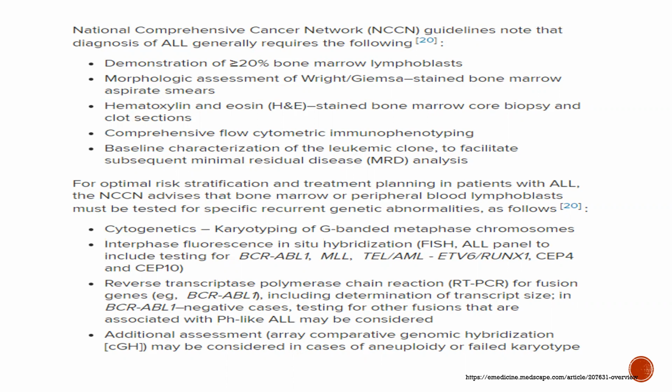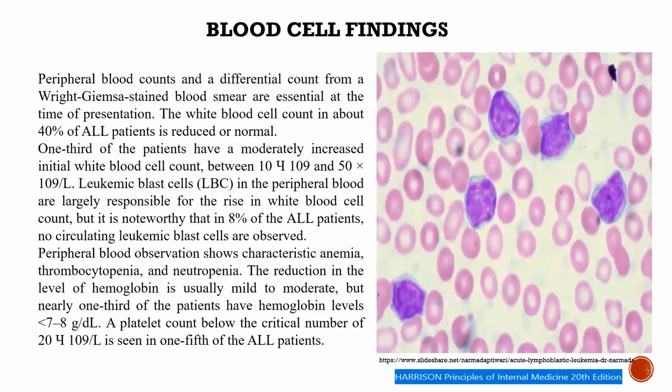For optimal risk stratification and treatment planning for patients with acute lymphoblastic leukemia, this guideline advises that the bone marrow and/or peripheral blood lymphoblasts must be tested for specific or recurrent genetic abnormalities as follows: in cytogenetics, karyotyping for G-banded metaphase chromosomes, interphase fluorescence in situ hybridization, and reverse transcriptase polymerase chain reaction for fusion genes, and additional assessment may be considered in cases of aneuploidy or failed karyotype.